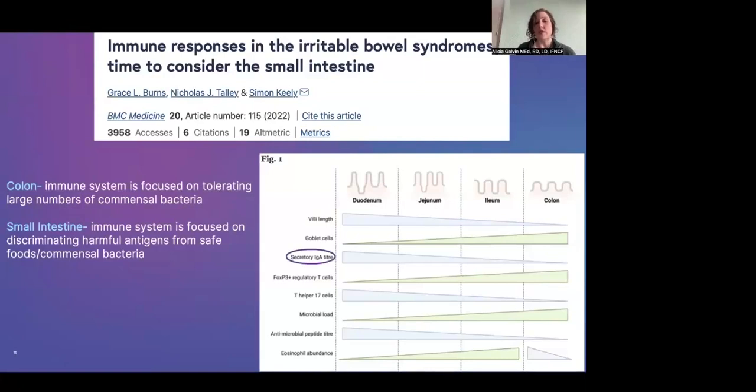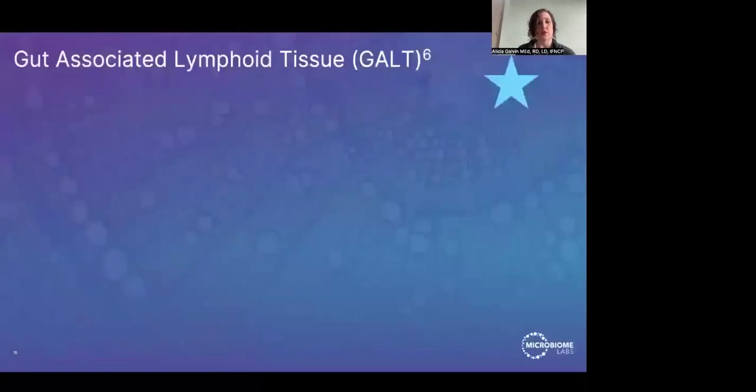And so this is why you'll see that the secretory IgA is much higher in the small intestine. You have the T helper 17 cells, which, as long as they are balanced, really help to protect against pathogens. The problem with T helper 17 cells is when there's imbalance or a lot of inflammation, which then perpetuates things like autoimmunity and different immune dysregulation. But we do have a whole lot more of those in the small intestine. And then again, we have these antimicrobial peptide titers made by the Paneth cells, which are in much greater quantity in the small intestine versus the large intestine. So this is really geared towards distinguishing friend versus pathogen.